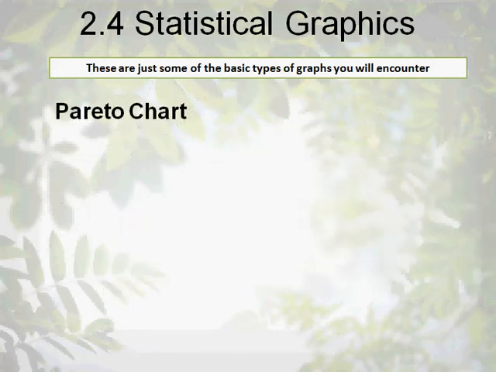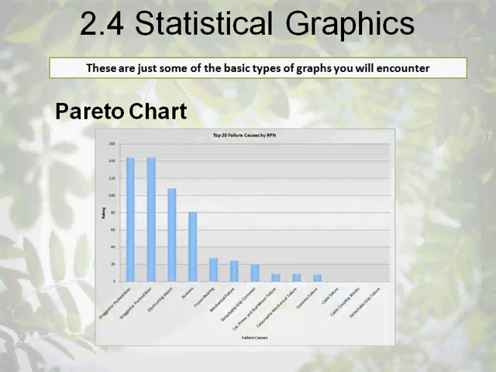A Pareto chart is essentially a bar graph, but the categories are arranged so that the heights of bars are in descending order.